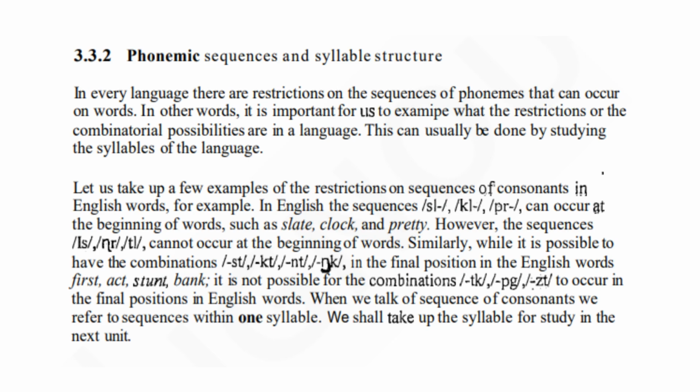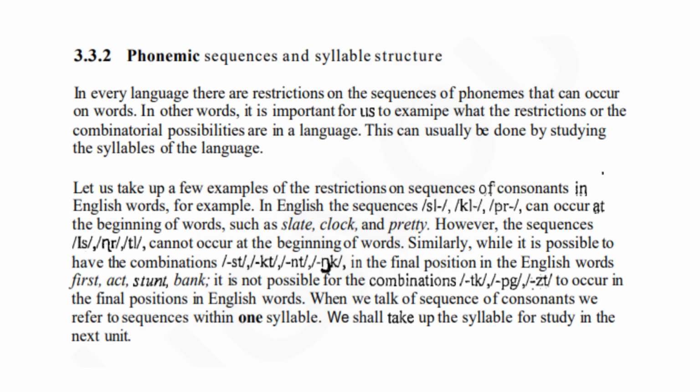Because there are certain combinations in each and every language which are not possible. For example, the combination of TK or PG or ZT to occur in the final position in an English word is not possible, or it is very rare, and that's why when you look at that word, you would be able to tell, this doesn't look like English, even though the alphabets are English. For example, in languages like French or Dutch or German, the alphabets are English, but when you look at that word, you would be able to tell, this doesn't look like English.